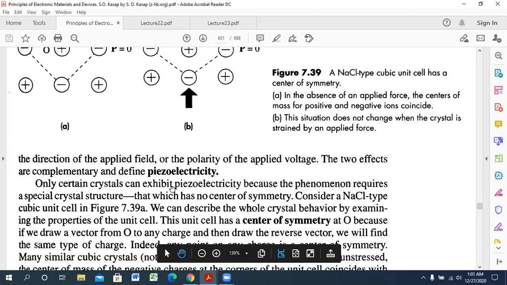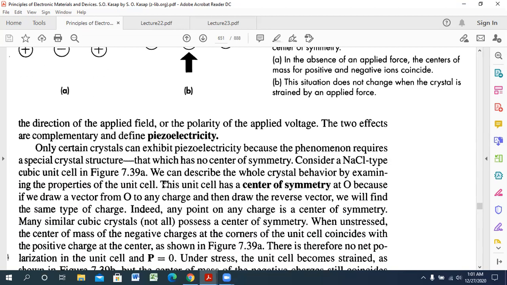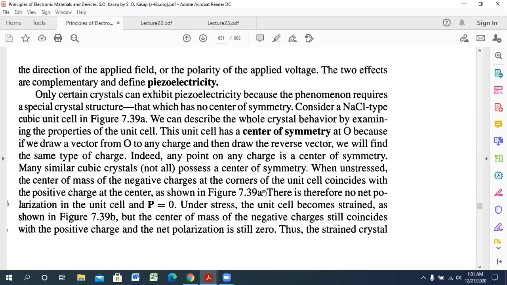Now these things will occur. Look, that one is the center of symmetry. So we can describe the whole behavior by examining the properties of the unit cell, and that one is the center of symmetry. Okay.